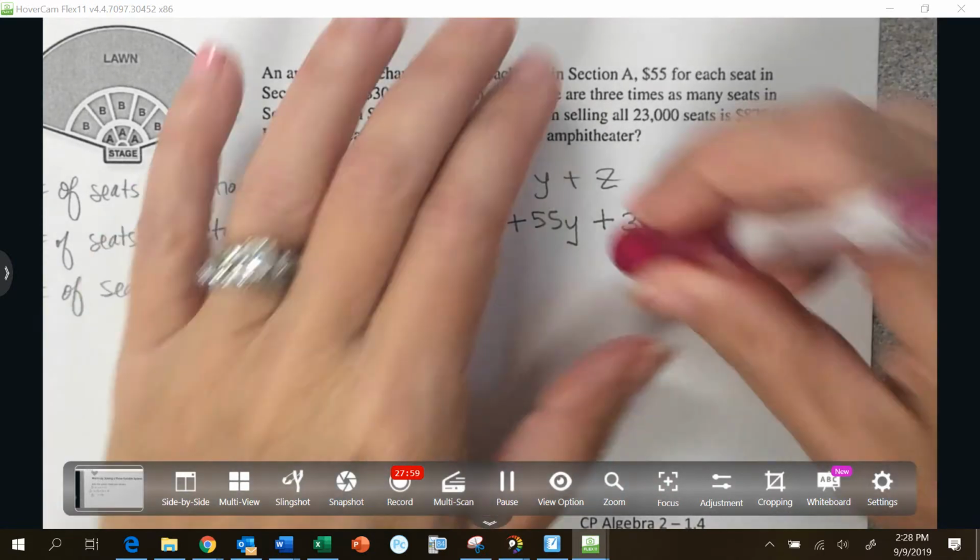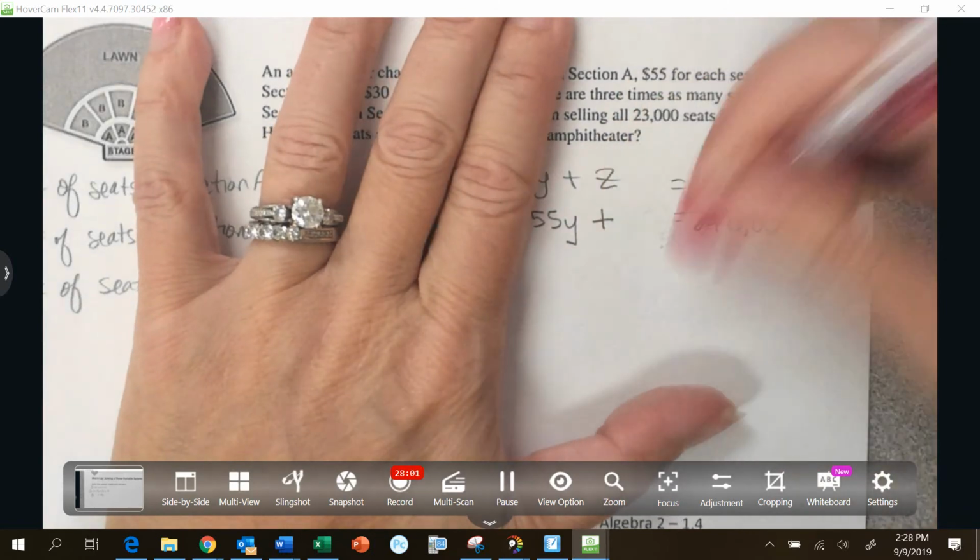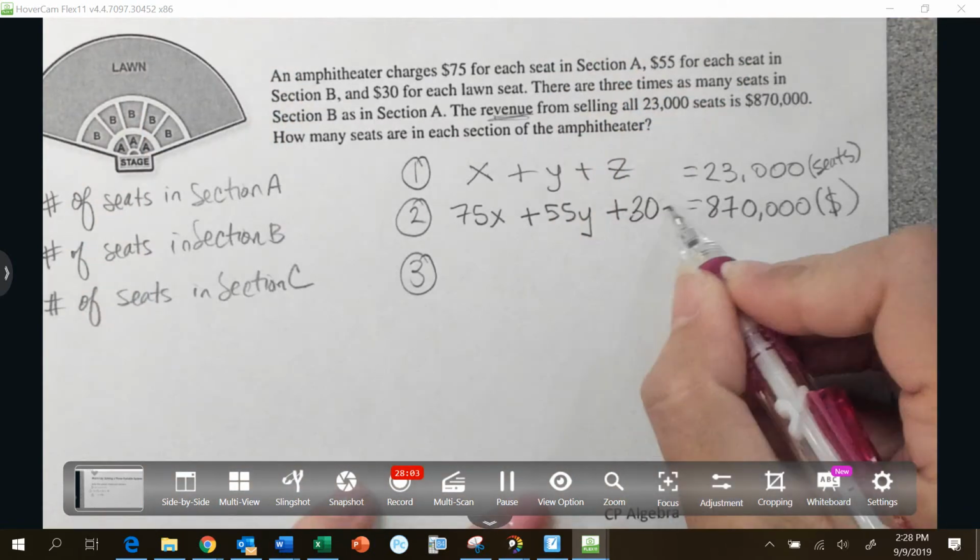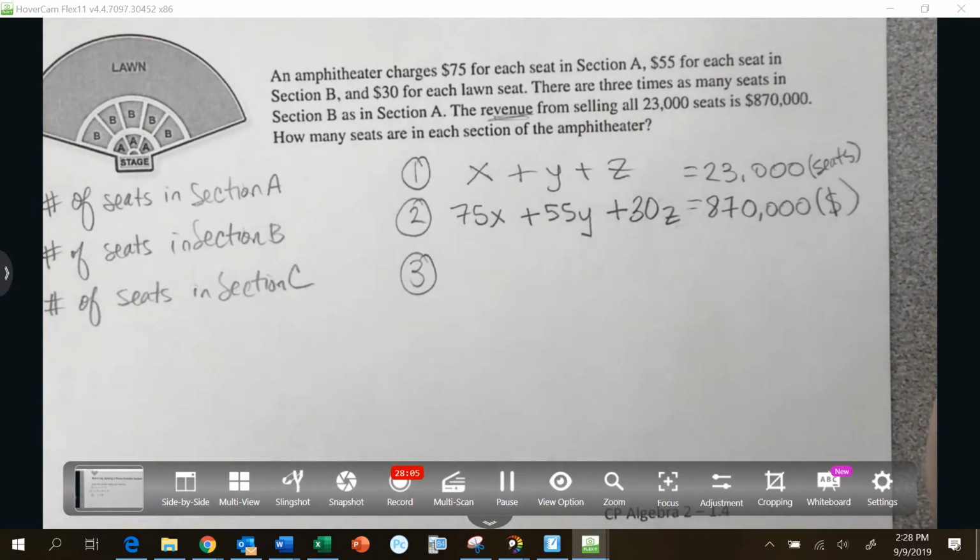Question. Would another total be X equals 3Y? It's going to be something like that. That will be our third equation. So let's look at that. Let's see if what you said is correct or not.